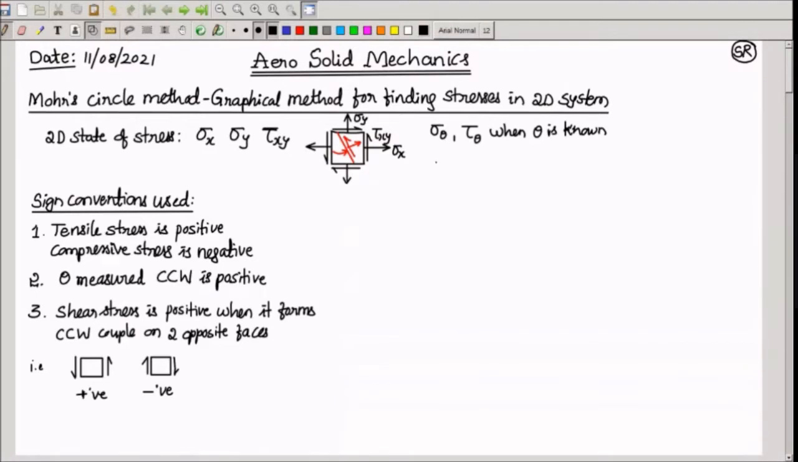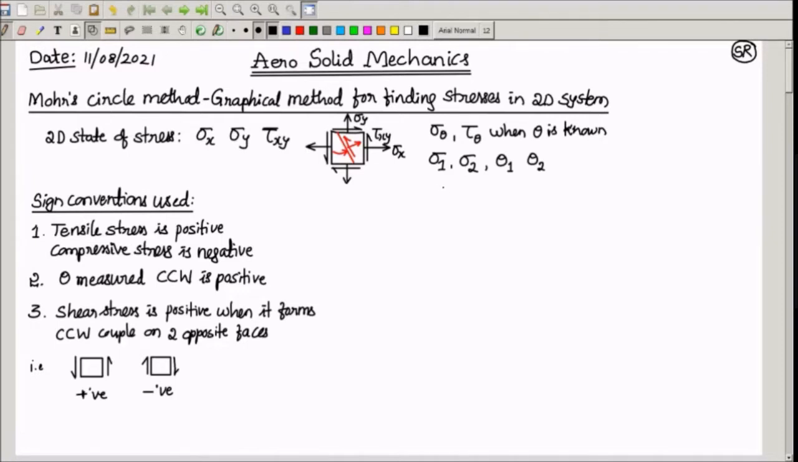We also know that on any plane, if the shear stress is 0, then the plane is called principal plane. The corresponding stress is called principal stress. Sigma 1 and sigma 2 are the two principal stresses in 2D system. We can calculate the orientation of these principal planes. We called it as theta 1 and theta 2. Here, sigma 1 is called major principal stress, sigma 2 is called minor principal stress.